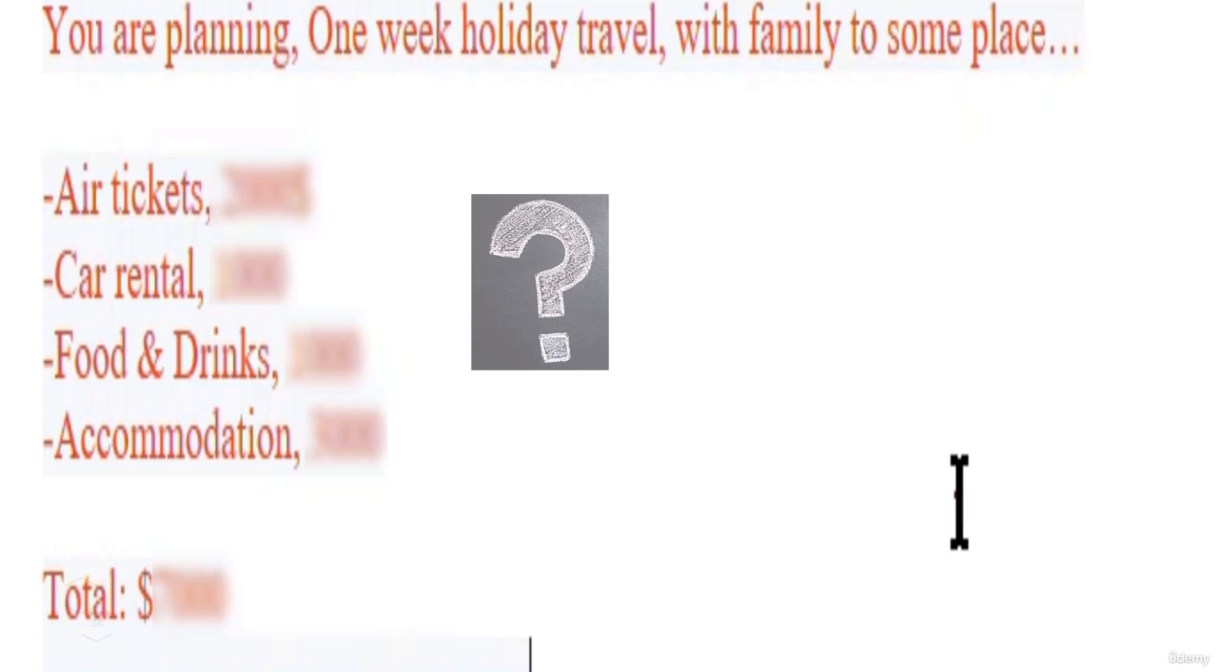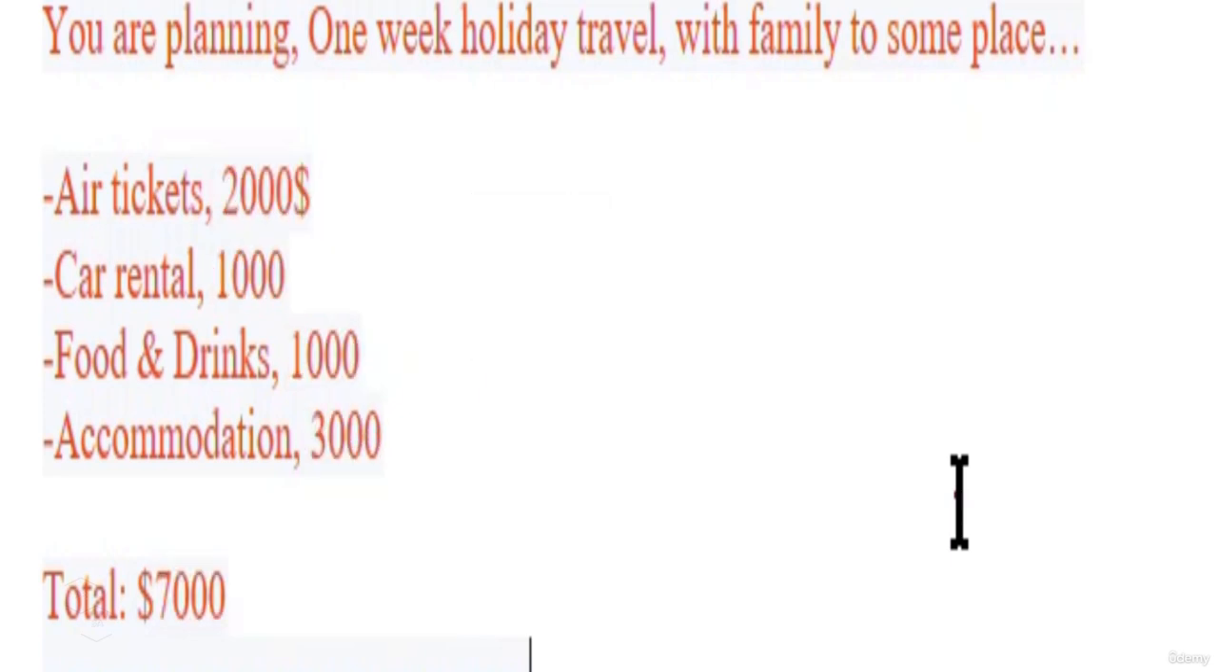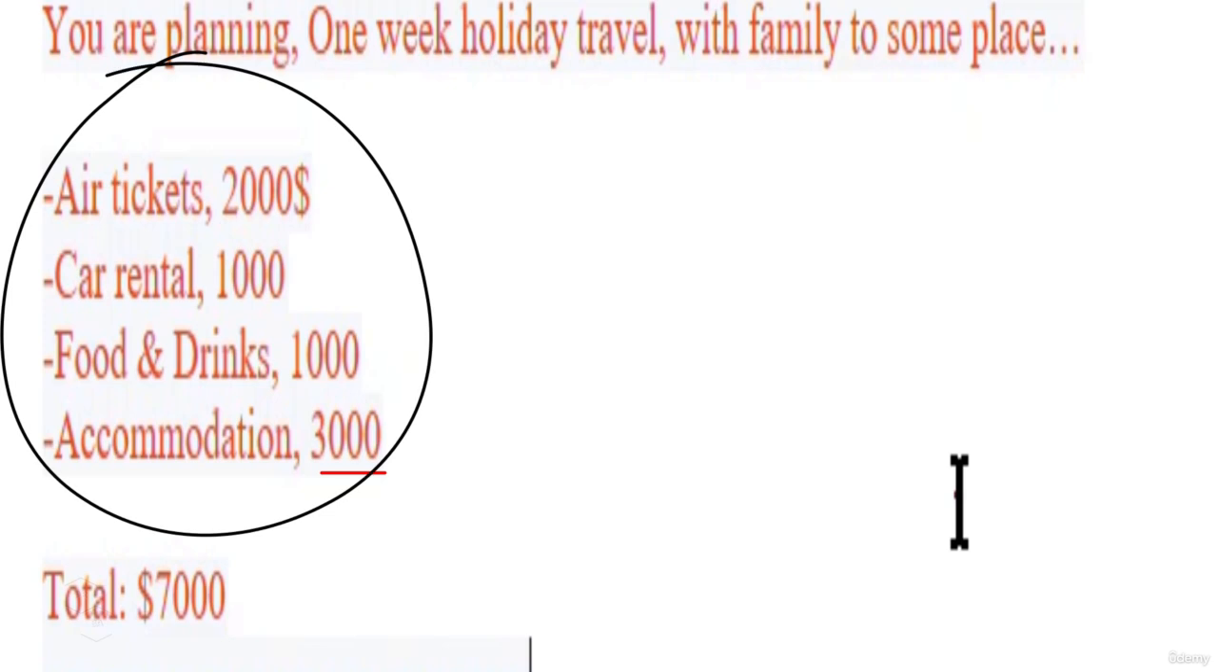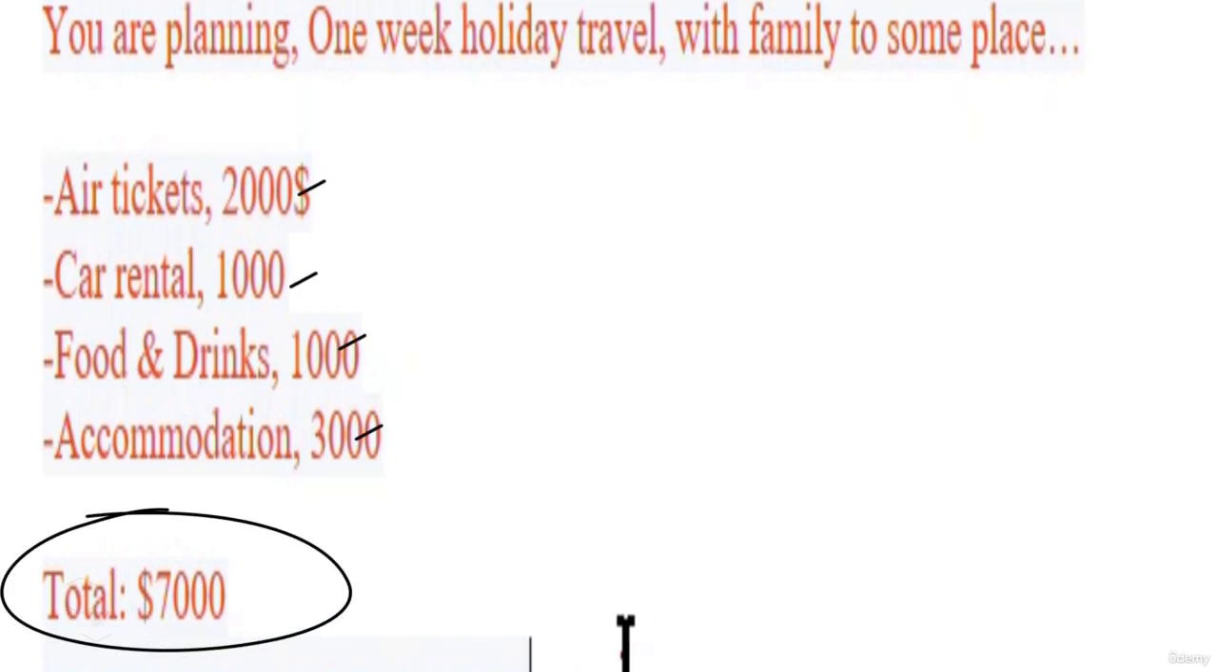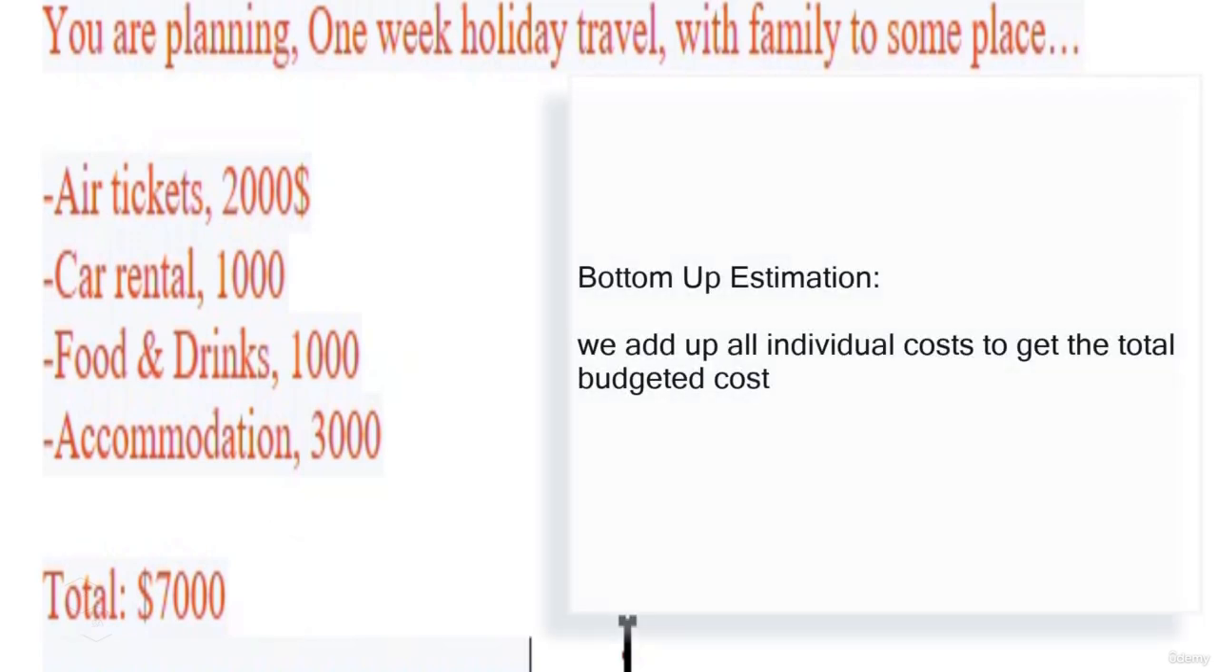Now assume that the air tickets are going to cost you $2,000, the car rental charges are $1,000, food and drinks are going to cost you around $1,000, and assume that the accommodation is going to charge $3,000. Now if you sum up all these costs together, 2,000 plus 1,000, 1,000 and 3,000, all these individual costs together make the total $7,000. So this is a typical example of bottom-up estimating. What we are doing here is adding up all the individual costs together, and this gives us the total traveling cost for our trip.